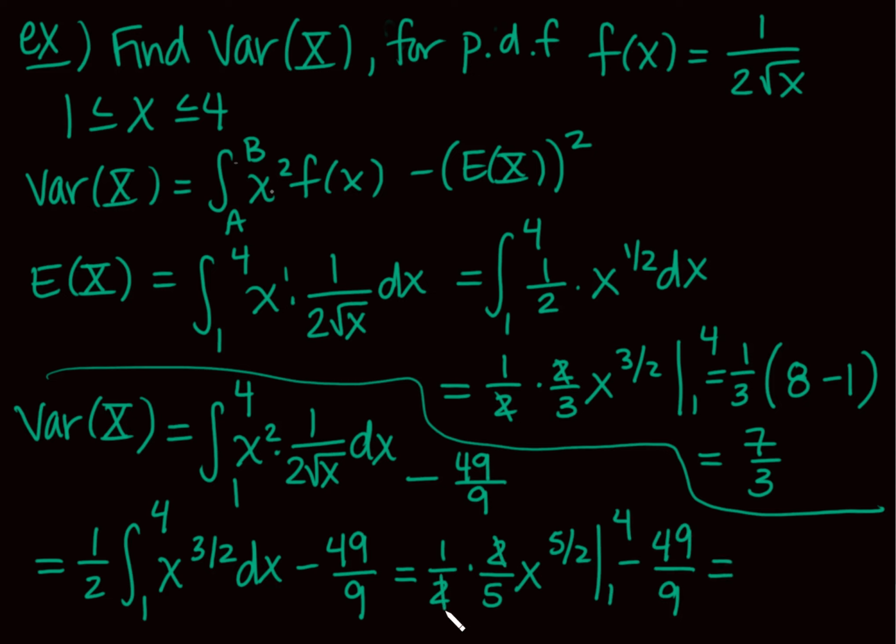All right, and now I'm gonna just do this on my calculator. So I'm gonna take 1 divided by 5, all times 4 to the 5/2, I believe is 32, but I'm gonna put it in my calculator just to make sure. I know 1 to the 5/2 is 1, and then I'm gonna subtract 49/9. And I get 34/45, or 0.76 basically, which is pretty small for a variance, I would think. So that would say that my continuous random variable's data is pretty close together.